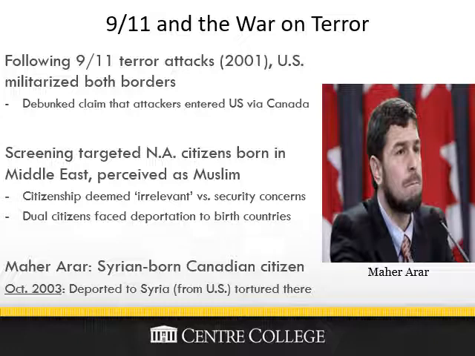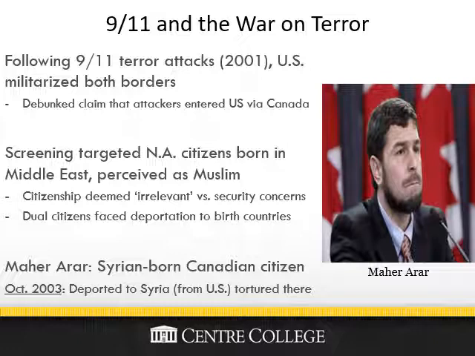We can look to a second major shift coming about a decade on the heels of NAFTA, following the 9/11 terror attacks in the United States in 2001. These were attacks that were perpetrated against New York City, Washington, D.C., and Pennsylvania. In the immediate aftermath of 9/11, there were a number of claims in the media that later proved to be false, that at least a few of the 9/11 attackers had initially entered the United States from Canada.